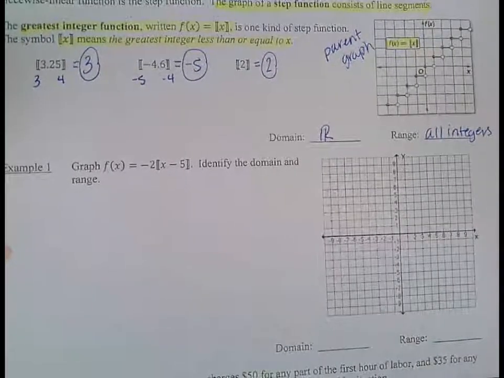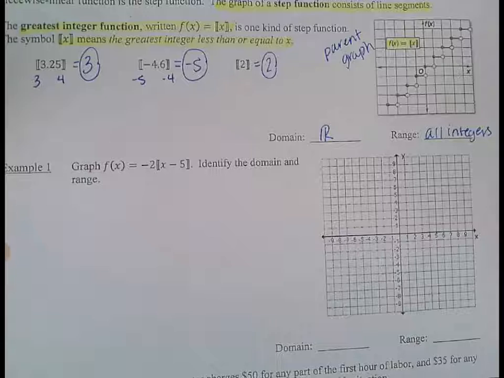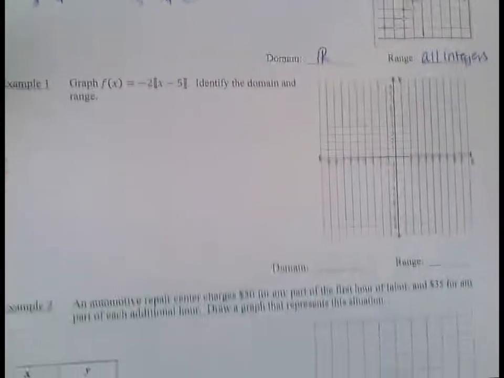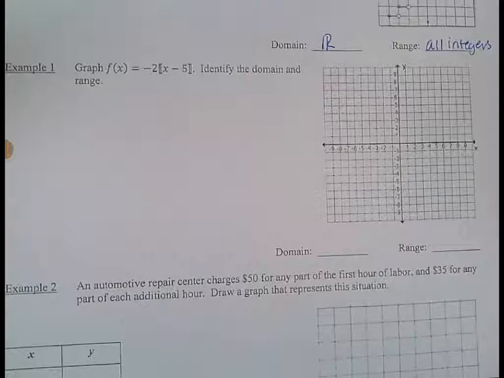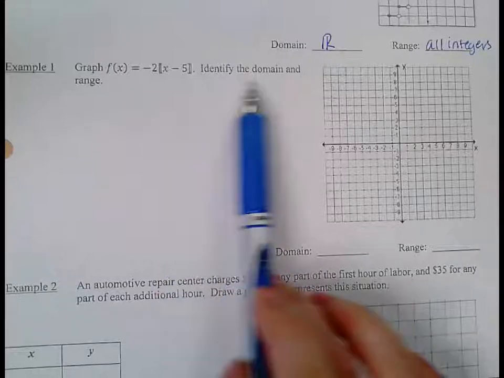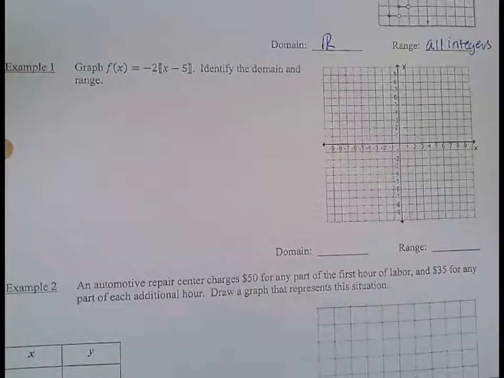But like I said, the range is what's going to vary between examples, because sometimes your line segments might not be at every single integer. It might skip over some integers. So then you have to decide what the range really is. So we're going to take a look at example 1, graphing one of these. We have f of x equals -2 times the greatest integer less than or equal to x minus 5. And then we'll identify the domain and the range.